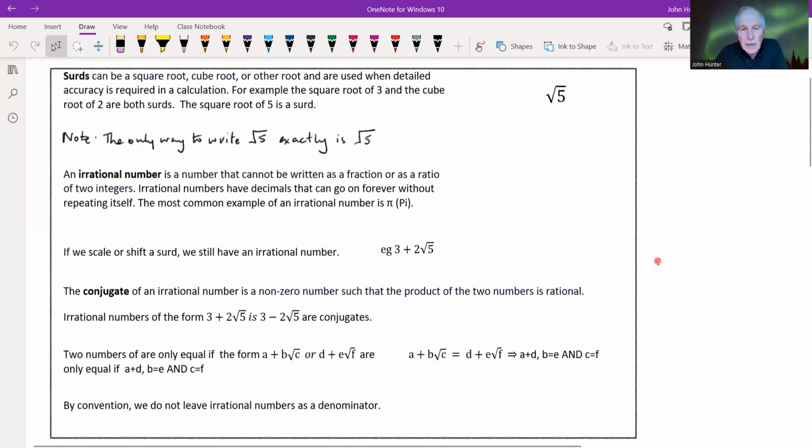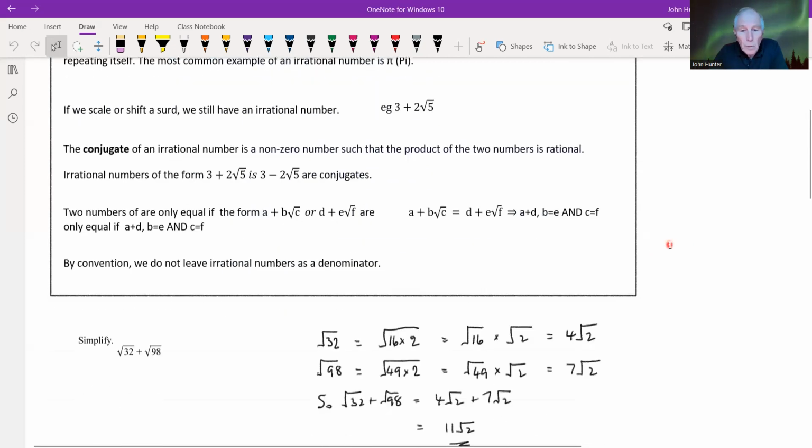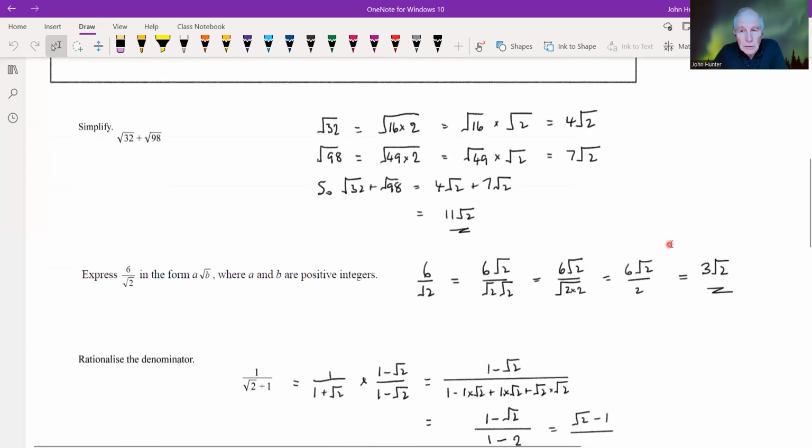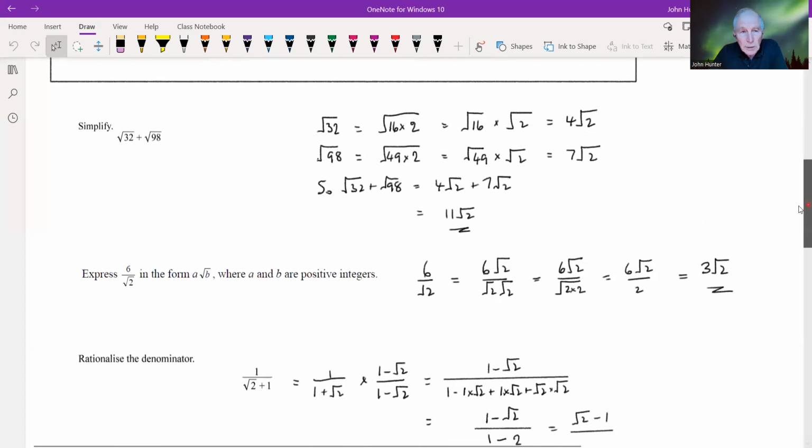Okay, so a few concepts there. If you just need to go back over that, then that's fine. But I think it will probably become a bit clearer when we look at some examples. So let's just go through these examples here.